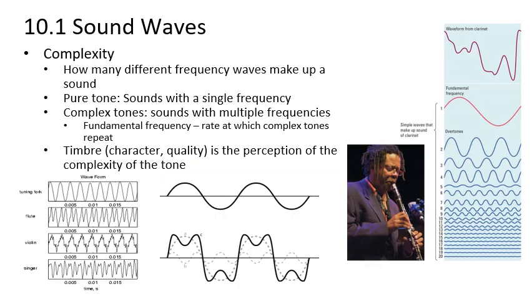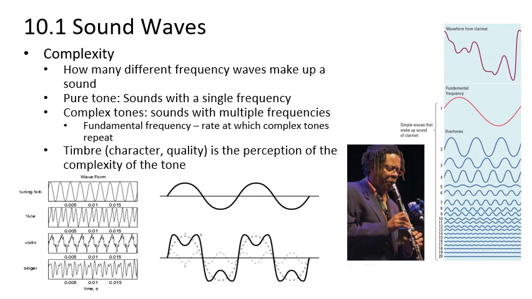Complexity is the final feature of sound waves. This is the one that's most often overlooked. Complexity is how many different frequency waves make up a given sound. A pure tone is a sound with a single frequency, so it's low complexity. More complex tones have multiple frequencies. So if you look on the right here, you see this guy is playing the clarinet, and there are these many different waves, 2 through 20, that make up this very complex waveform from the clarinet.